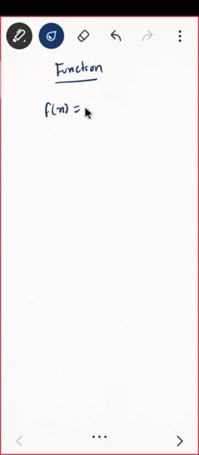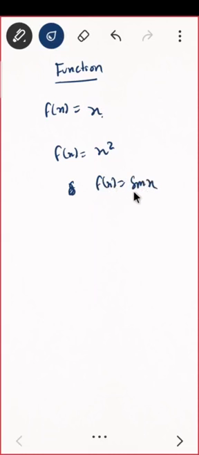Say f of x equal to say x. So this is a function. If I say f of x equal to x square, that is a function. If I say f of x is equal to say sine x, this is also a function, correct? So there are some different types of functions, but let us see what a function mean.